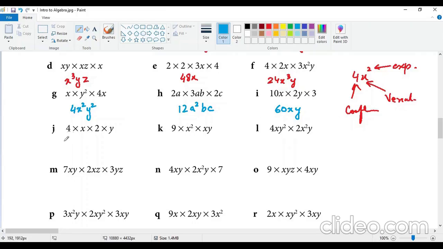This gives you 4 times 2 is a 8, xy. This gives you 9 x cubed y, because this is x squared and one more x is going to give us x cubed. Now this gives us 4 times 2 is a 8, x cubed and y also cubed.